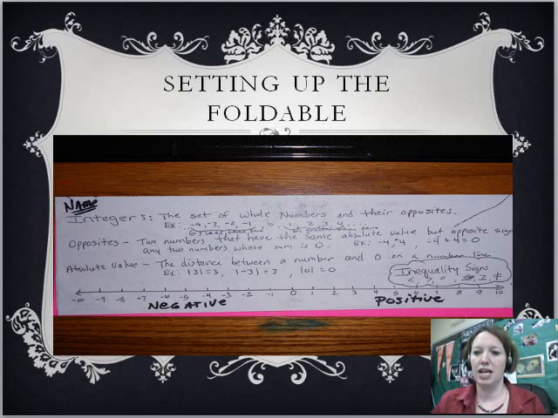The next word we're going to add is opposite. 2 numbers that have the same absolute value but opposite signs. Any 2 numbers whose sum is 0. Example, -4 and +4. -4 and +4 equals 0 when combined.